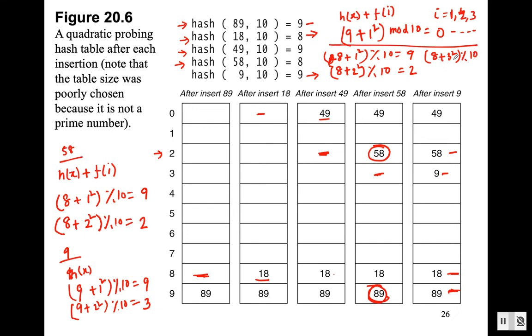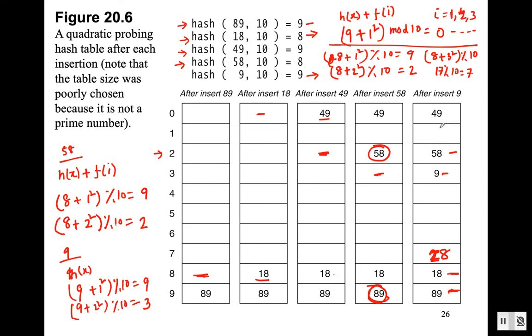Okay, so 8 plus 3 squared means 8 plus 9. So 8 plus 9 means 17 mod 10. Okay, 17 mod 10 will give us 7. So 7 will find this cell empty, and we are going to insert 28 here.